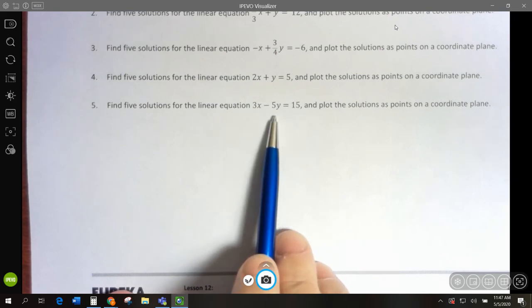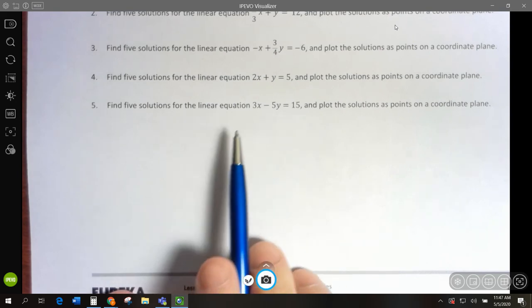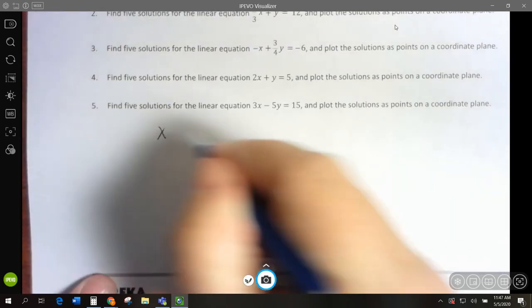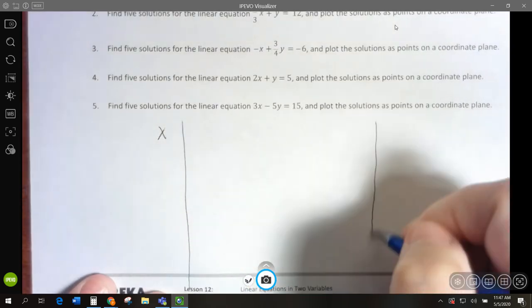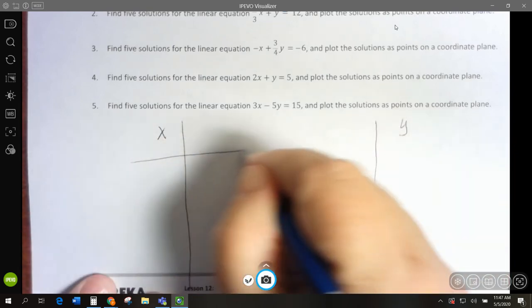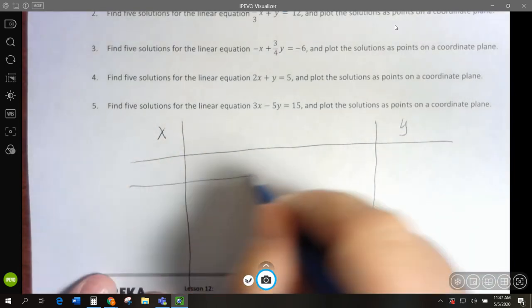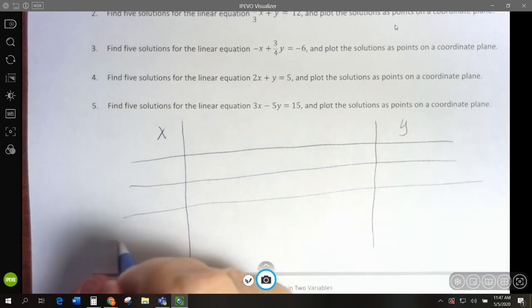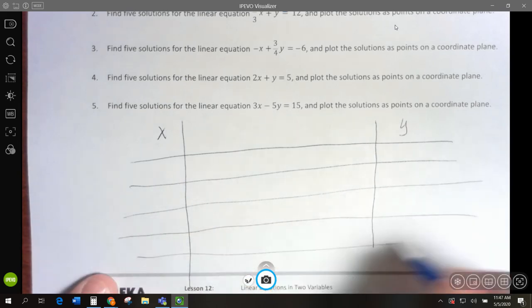And our last one, they both have coefficients, so it really doesn't matter which one you use, x or y, and it really doesn't matter what numbers you use because neither of them are fractions. So you can choose your x or your y, and I just go 0, 1, 2, 3, and 4 for whichever one you want.